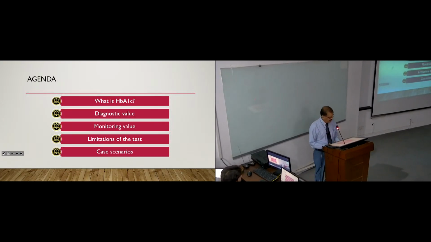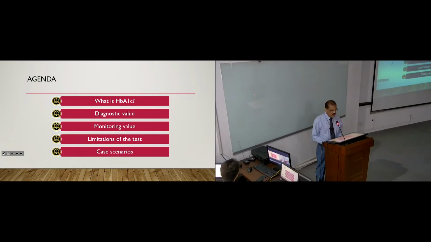So this is the agenda. It looks quite rich, but it is actually very brief. First, we will discuss what is HbA1c or glycated hemoglobin. Then its diagnostic value in diabetes. Then its monitoring value, again in diabetes. There are some limitations of the test. There is nothing in this world without limitation or without a downside. This test also has some limitations. I would highlight those so that you have the right interpretation of the test. Then case scenarios.